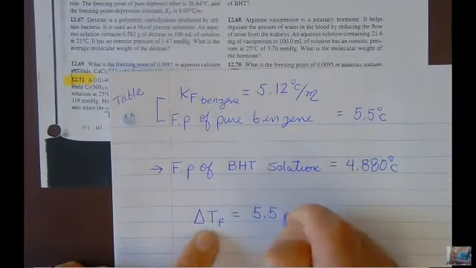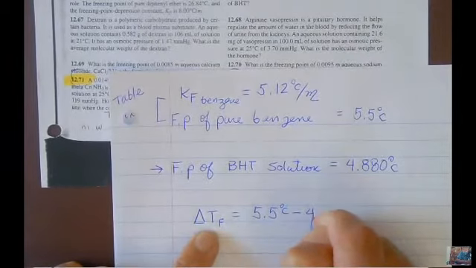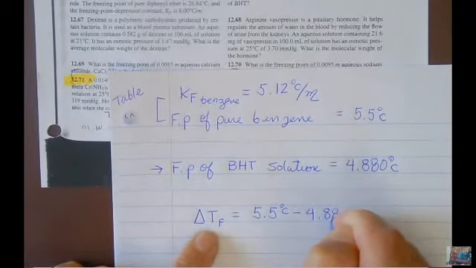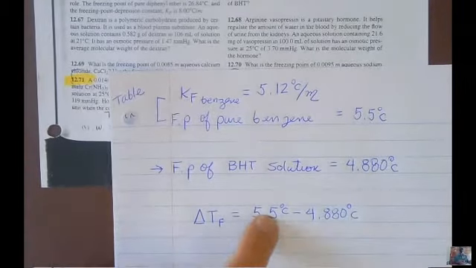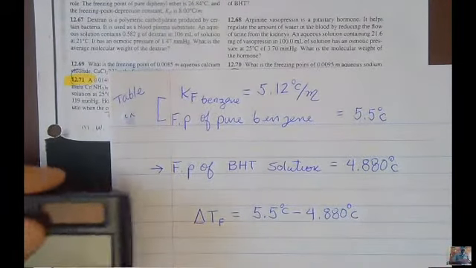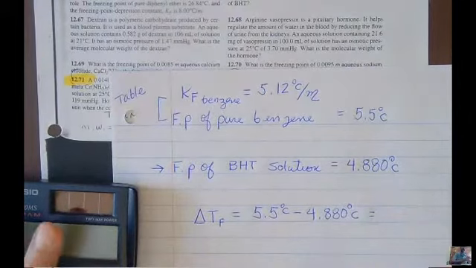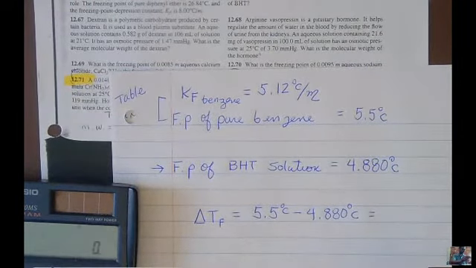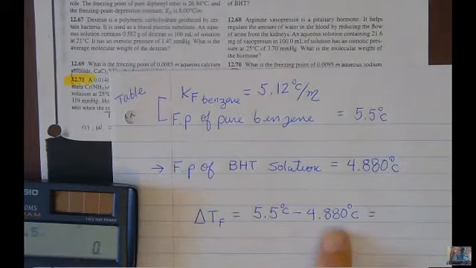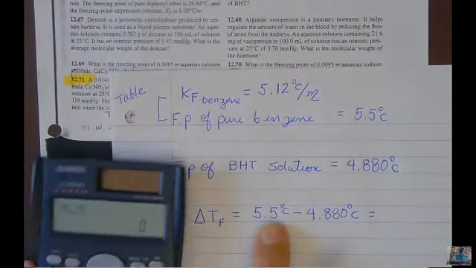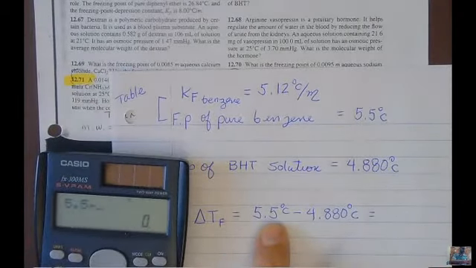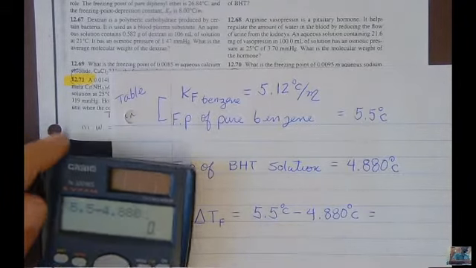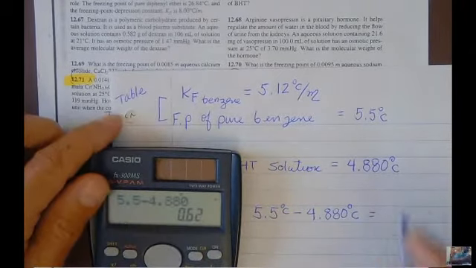So 5.5 degrees C minus 4.88. You're kind of working backwards. This only has one place after the decimal. This one has too many, so we're going to round to just one place after the decimal. The book only gave me 5.5, so I'm going to have to deal with that. So 5.5 minus 4.880.